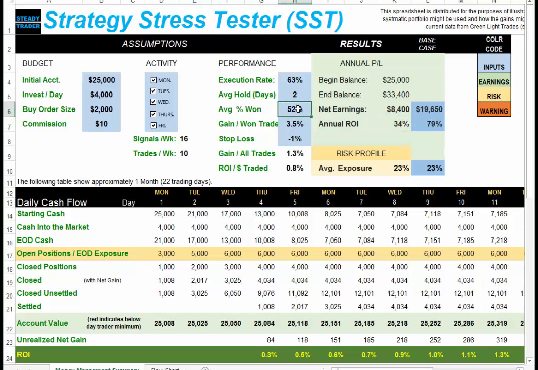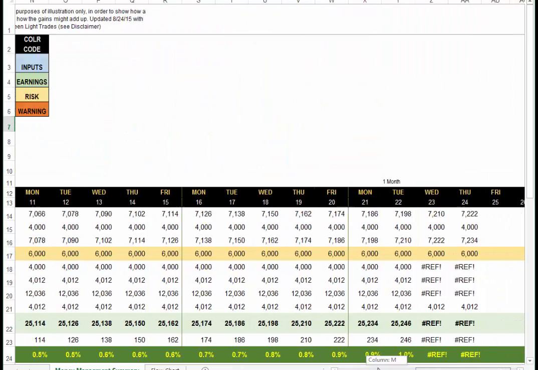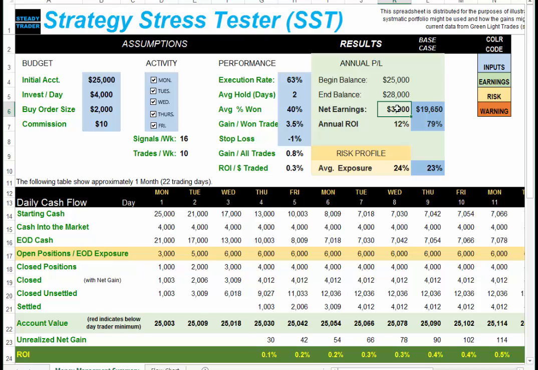So this metric of average accuracy is often really overhyped in terms of the importance of it in the strategy. You could trade this strategy at more losers than winners, 40%. You're still doing 12% on the year in terms of ROI. Now, the dollar volume is not that great, but it's still highly profitable.